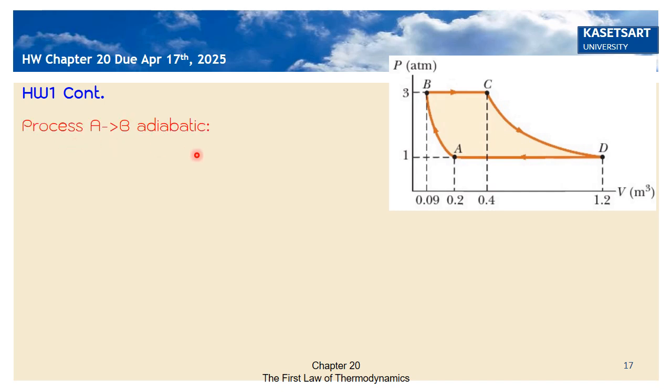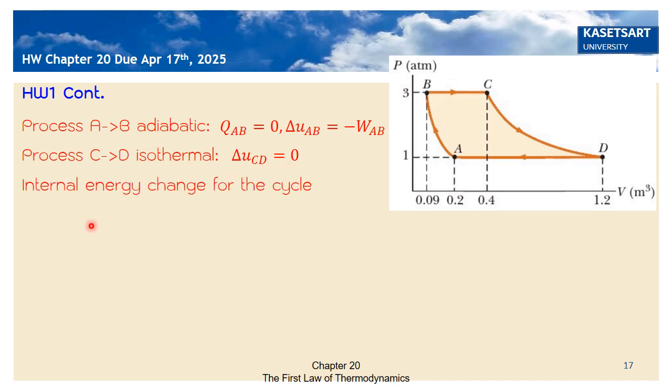The process from state A to state B is an adiabatic process. In an adiabatic process, heat exchange between the system and the environment is zero, so Q_AB is zero. Then the internal energy change equals the work in this process A to B. And the process C to D is an isothermal process. For an isothermal process, the internal energy change is zero. Then we have delta U_CD equal to zero.